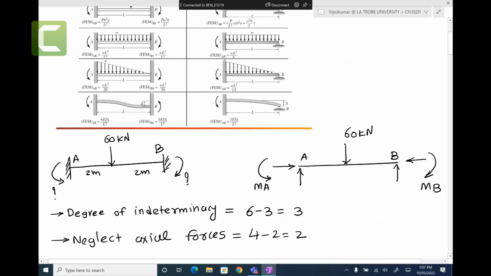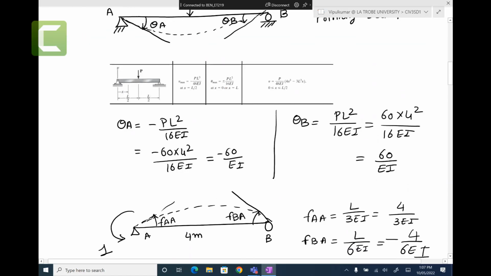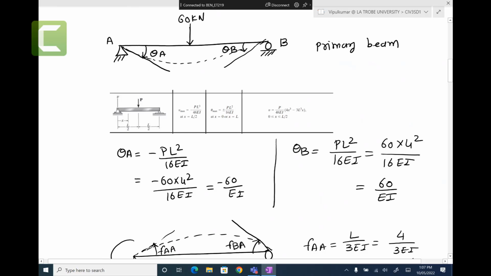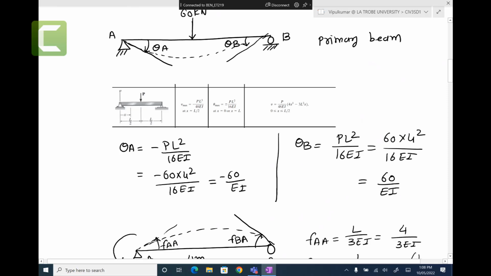Based on that assumption, we get theta A negative, because you can see theta A going clockwise is negative, anti-clockwise positive, for theta A and theta B. That's the equation to calculate theta A and theta B. Now you might ask where this is coming from. You can use the virtual work method, and there are also 2-3 pages of work. You can put the virtual moment and then so on. So you find theta A and theta B from your primary structure.